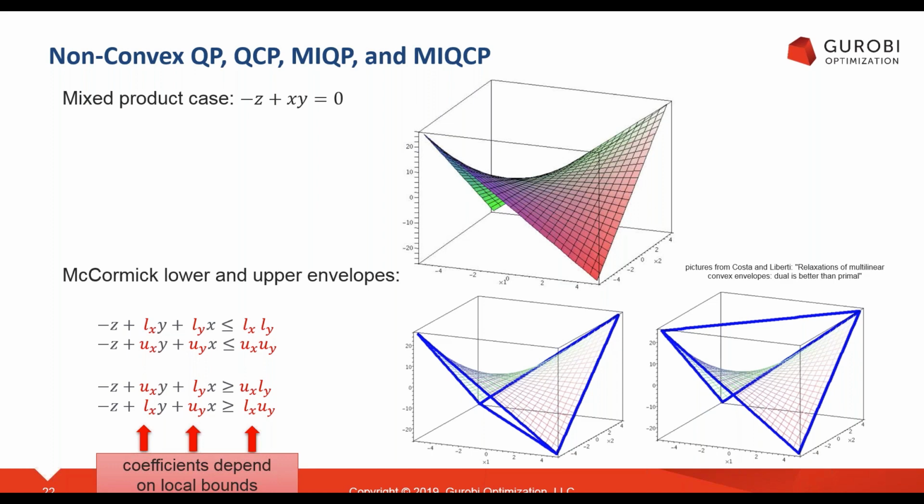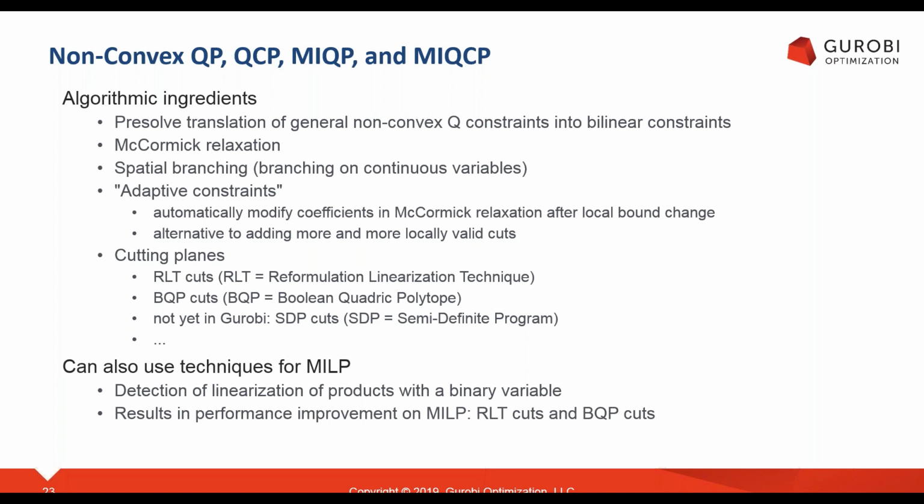So that is something new that you don't have in regular MILP or convex MIQCP solves. So we need to be able to update the coefficients of the constraints given the local bounds of the variables. And this is something that we have implemented in what we call adaptive constraints. An alternative to that would be to add the tighter constraints as locally valid cuts. But this is not what we do.